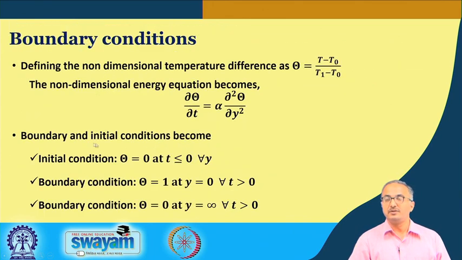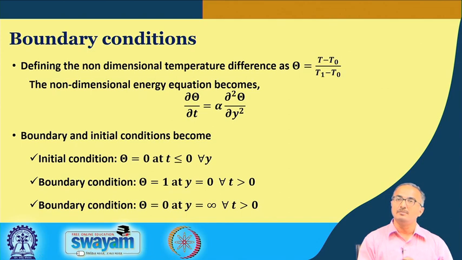Now, in this case we non-dimensionalize the temperature like this: theta equals T minus T naught divided by T1 minus T naught. And as we know, in this case the temperature will be varying between T naught and T1. So, in this case we find that theta is also normalized, so it will be varying between 0 and 1.